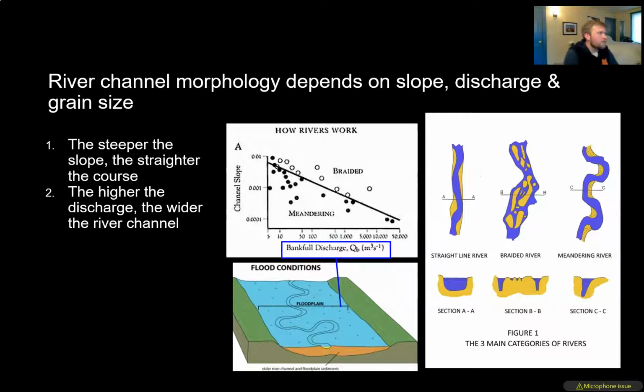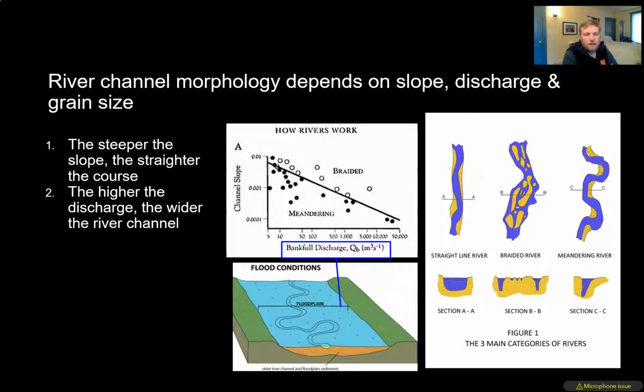So a couple more things today about how river channel morphology, meaning how rivers look, is really dependent on the slope of the river channel, the discharge in the river, as well as the size of the grains or the sediment that that river is carrying, okay? So in general, the steeper the slope, the straighter the course of a river, right? Because water is ultimately going to go to the lowest point possible, right? It always follows gravity. Water flows downhill.